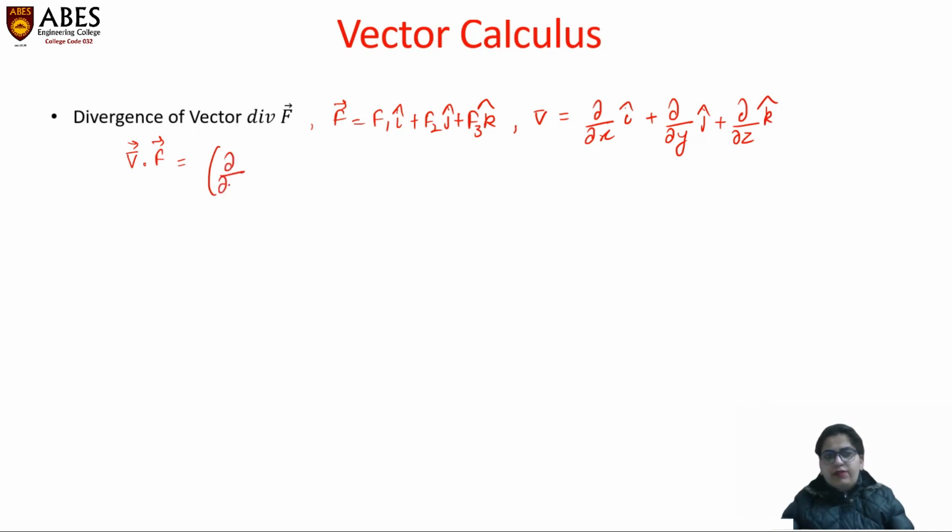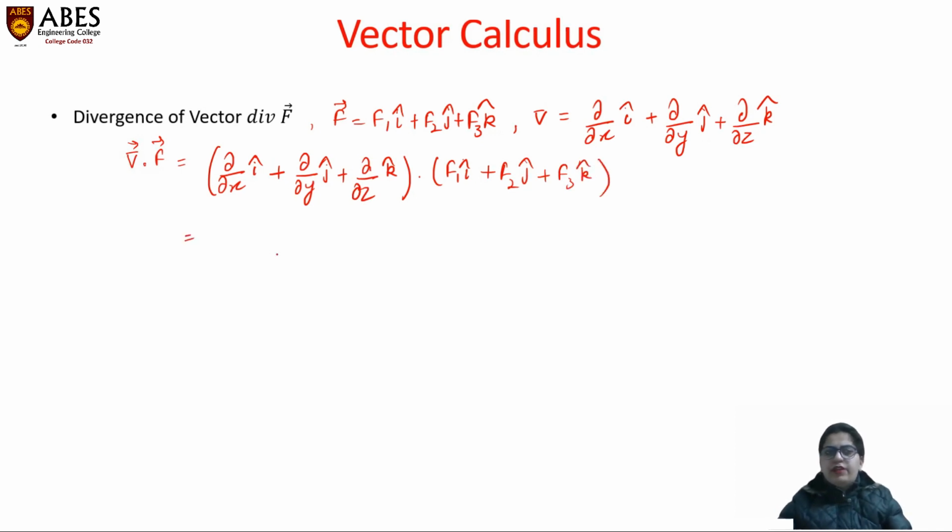For del, we have the partial derivative of x plus the partial derivative of y plus the partial derivative of z into k cap, dot your vector function, that is f1 i cap plus f2 j cap plus f3 k cap. So for the dot product, we only take the cases of i dot i, j dot j, or k dot k. But i dot j or j dot k is equal to 0.